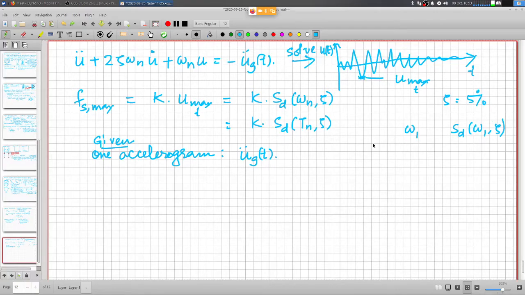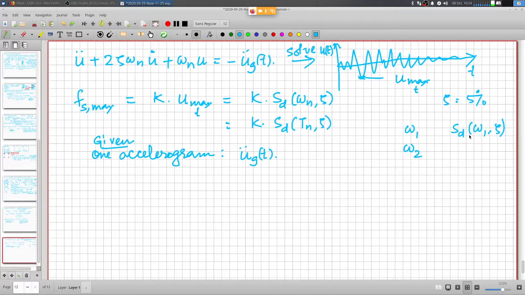Now you go back to the same equation and change omega. You compute for another value of omega, and again compute the time history by solving this differential equation. The right hand side still remains the same, UG double dot, but it's a complete time history. You need to solve the complete time history for each omega. So for omega 1 you solve the complete time history, extract the absolute maximum, and that gives you the spectral displacement for omega 1.